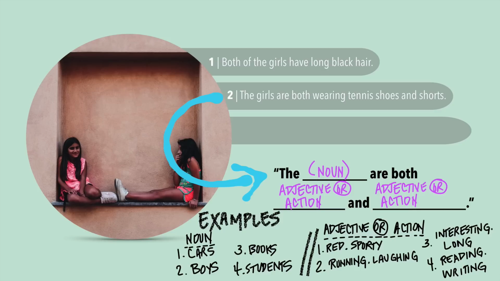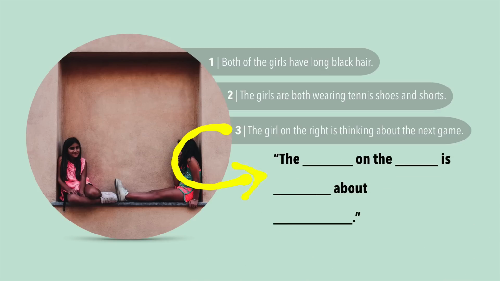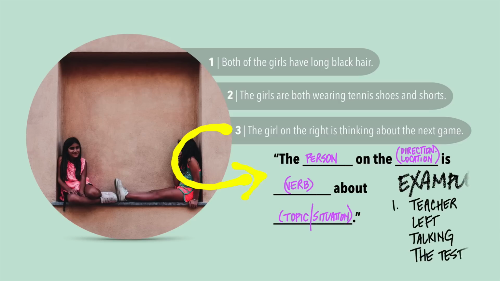Again, excellent sentence. Now we have one more sentence about this image. The girl on the right is thinking about the next game. Again, an excellent English sentence. Here's the pattern. The person on the, and give the direction or location, is, give a verb, about, and then the topic or situation. Now this one's a little bit more complex, but again, I will show you.